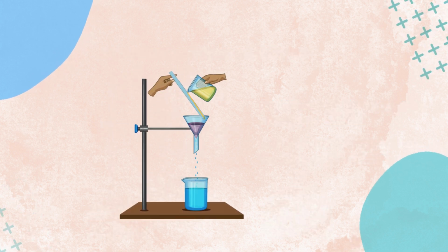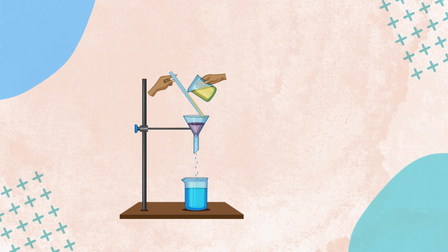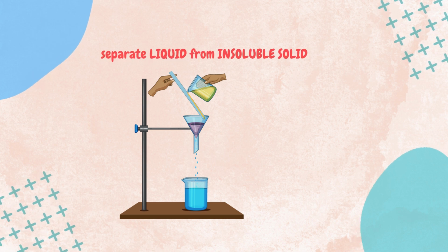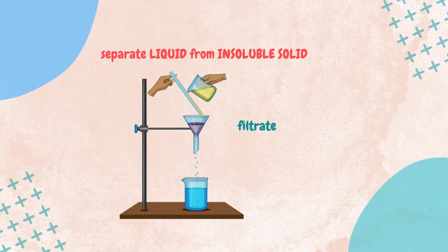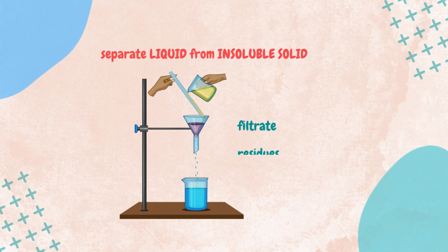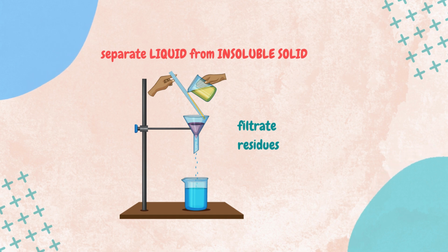To recap, filtration is a separation technique used to separate liquid from insoluble solid. The filtrate is the liquid that passes through the filter paper. Residues are insoluble solids that remain on the filter paper. Filtration may seem like a simple process, but it's a cornerstone of science and industry. It keeps us hydrated, ensures our coffee is smooth, and powers innovation.